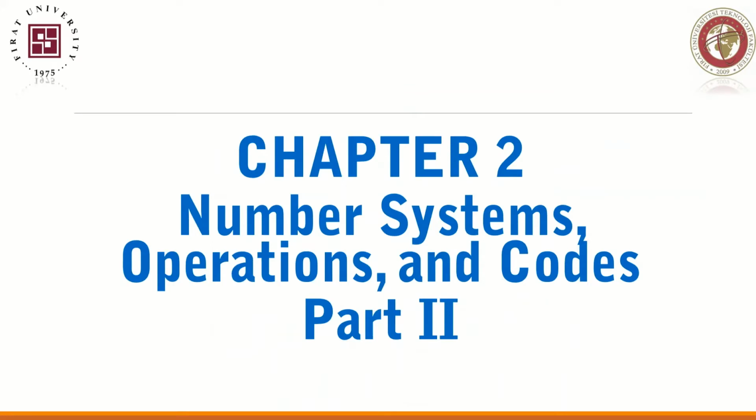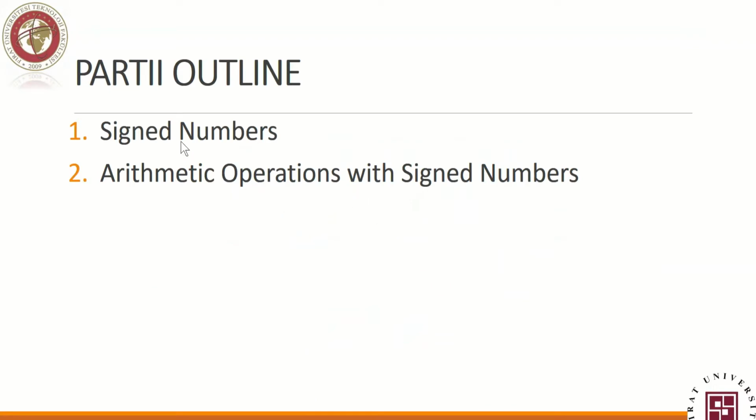We are still discussing Chapter 2. This is Part 2, Number Systems, Operations and Codes. In this part we will cover signed numbers and arithmetic operations with signed numbers. These two topics are a bit long, so that's why we assigned one part for them individually.